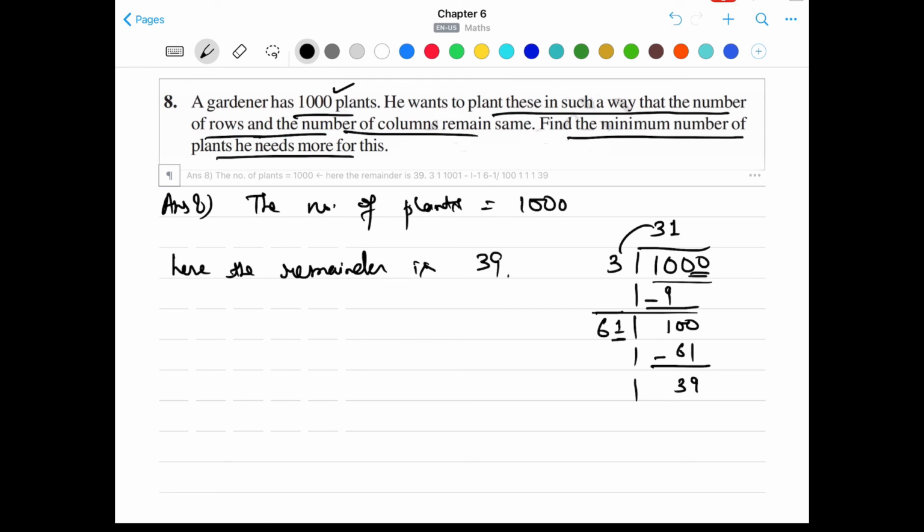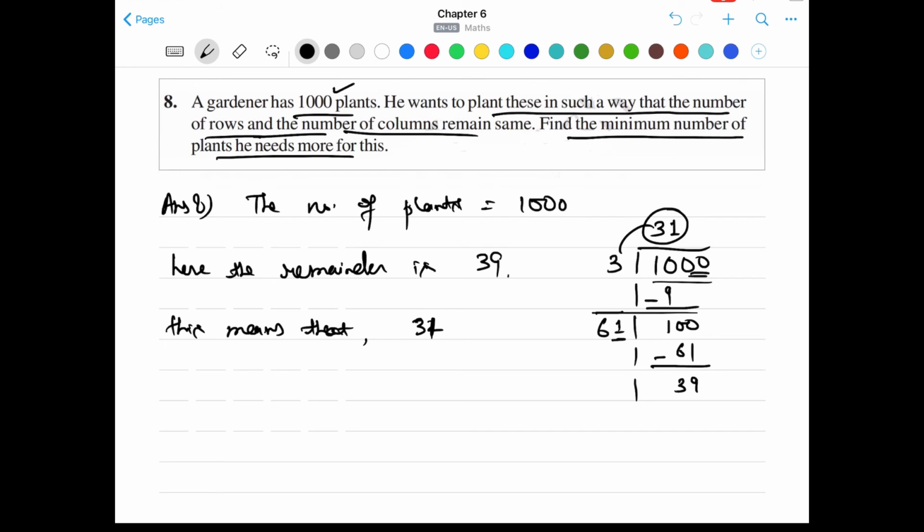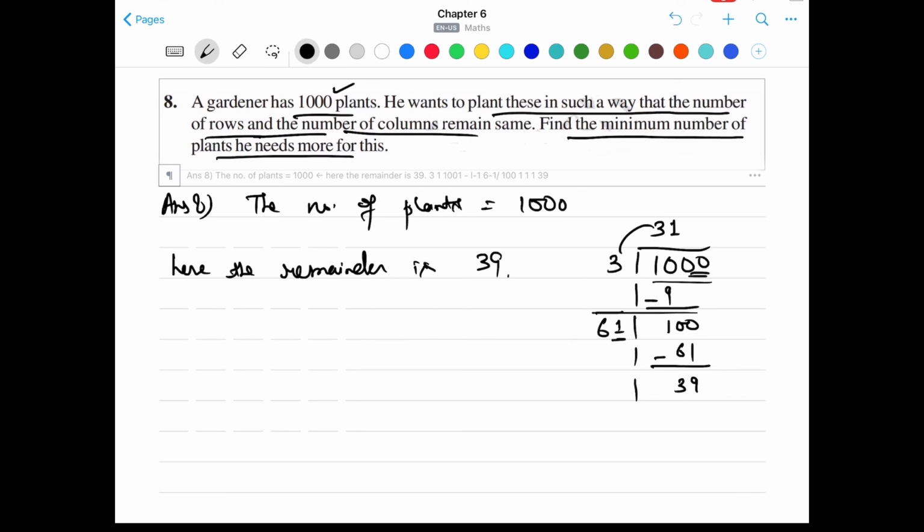Remainder is 39. Okay, so this means the square of this number 31 is less than 1000. The square of number 31 is less than 1000.